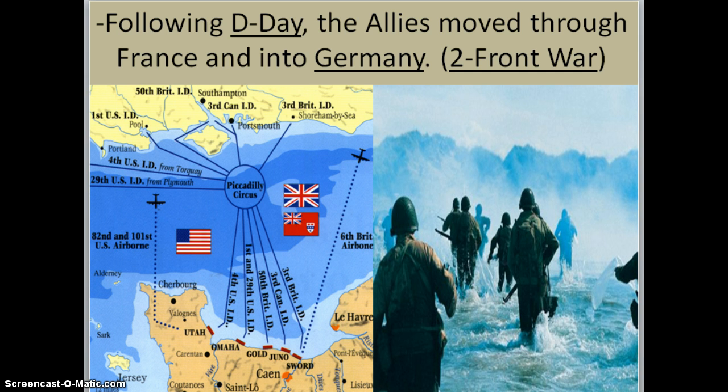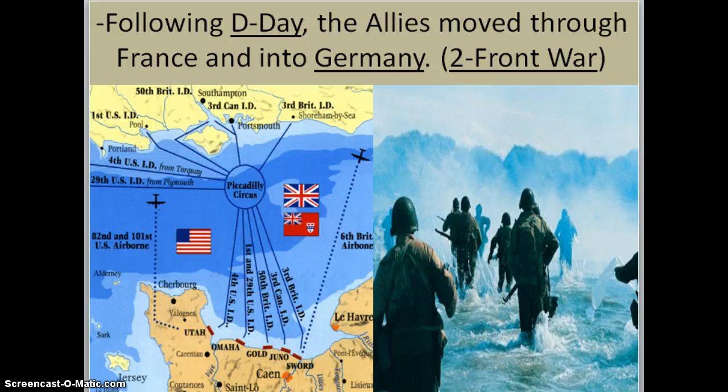Following D-Day, the Allies moved through France and into Germany. Now, the D-Day invasion caused the German army to fight a two-front war. They actually had to divide their army up to fight on both sides. It's like the saying says, divide and conquer. By us and Britain and France forcing the German army to divide itself to fight on two different fronts, we weakened them and were finally able to defeat them.